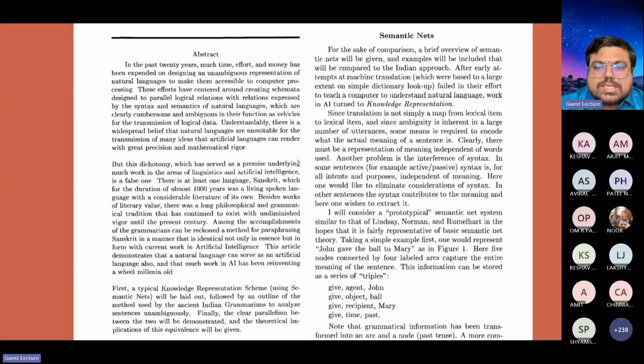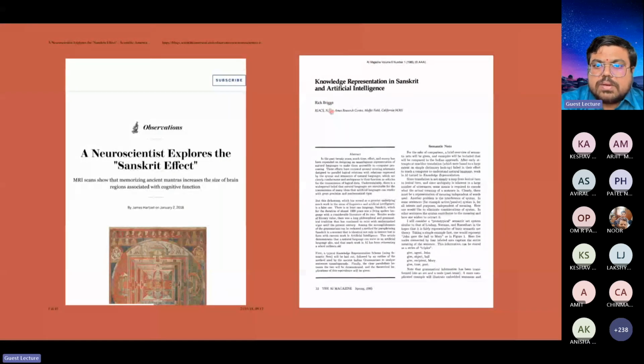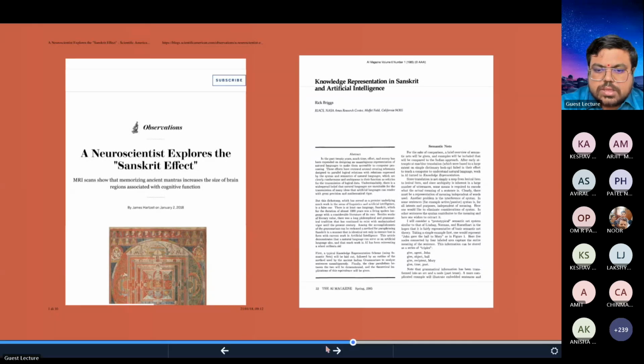I think this summarizes the greatness of Sanskrit and suggests how the modern day scientist is reinventing what Panini and others have already discovered in constructing the language. And the paper, you can note it down if you want more details. It is in the AI Magazine, 1985, Rick Briggs from NASA. Those who are interested can go deep and study.